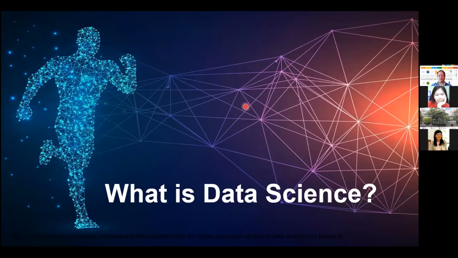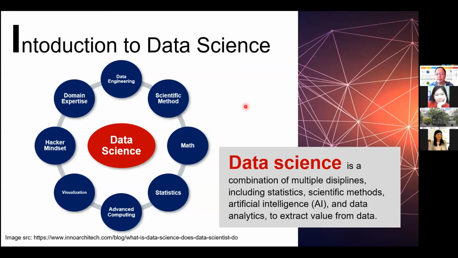Okay. First, let me tell you what data science is. Data science is a combination of multiple disciplines, including statistics, scientific methods, artificial intelligence, or most people call it AI, and data analytics. The purpose of data science is to extract value from data. If you have a lot of data, you want to extract information that you can use for business or to solve research problems. So we want to extract that value.